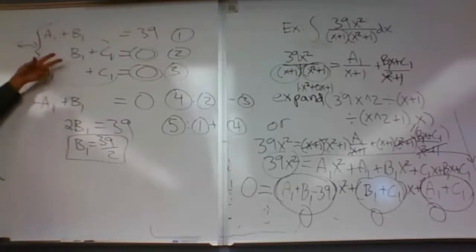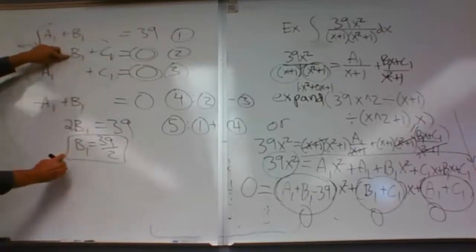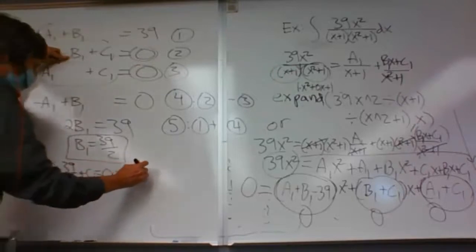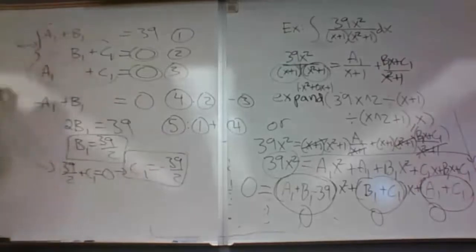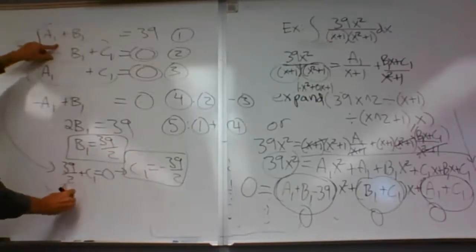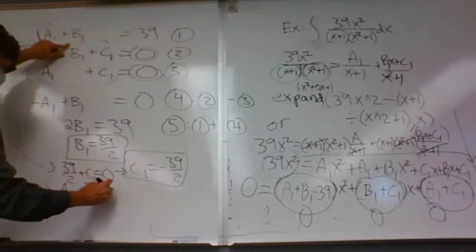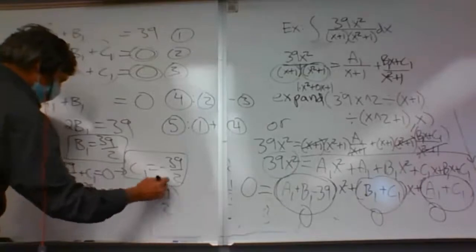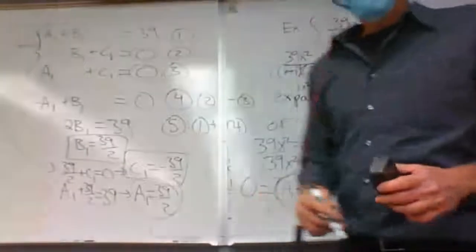All right, so here's b1 equals 39 halves. Now you can back substitute. Put this into any one of the other equations. Like, let's put it into 2 and say b1 plus c1 is 0 now becomes 39 halves plus c1 equals 0. Tells me that c1 must be minus 39 halves. Moreover, I can put it into equation 1. Once I have b1 and c1, and here I've got a1 plus b1 is 39 halves equals 39. Well, that tells me that a1 is 39 halves. So I've got all three of these, and now I know exactly how to write this.